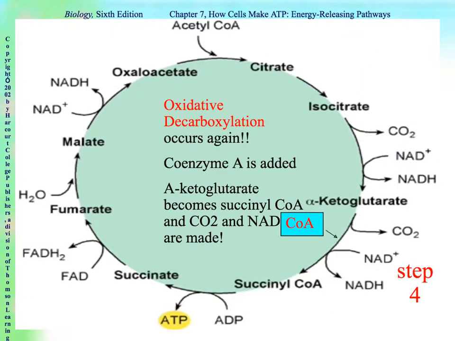All right, in step 4, oxidative decarboxylation occurs again. So this time, though, we have coenzyme A adding. You might need to add that to your diagram. And carbon dioxide leaves. The hydrogen gets added to NAD plus to make NADH. And alpha-ketoglutarate, which was a 5-carbon molecule, turns into succinyl coenzyme A, which is a 4-carbon molecule.